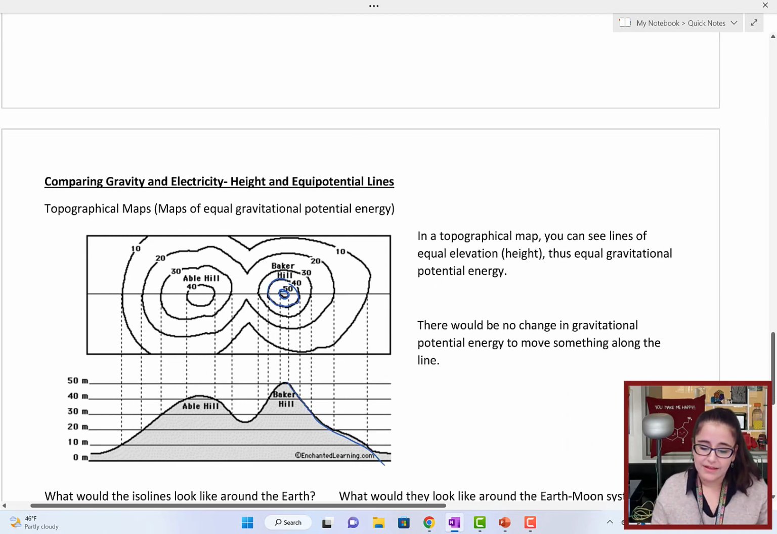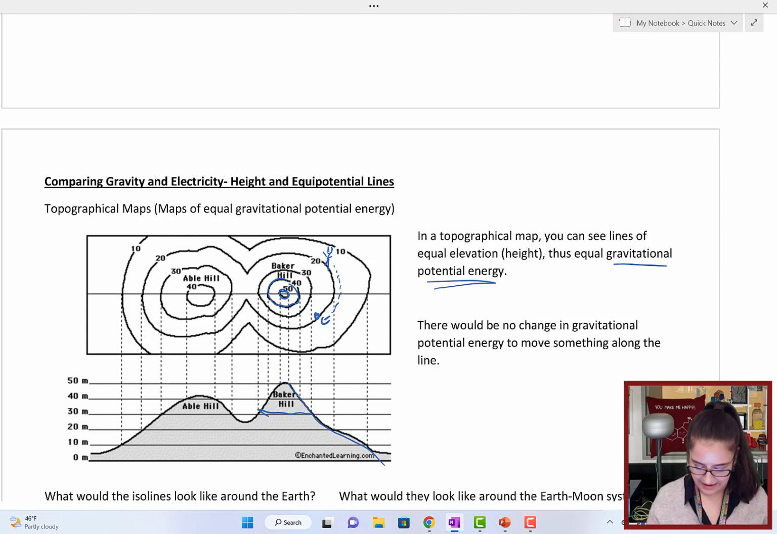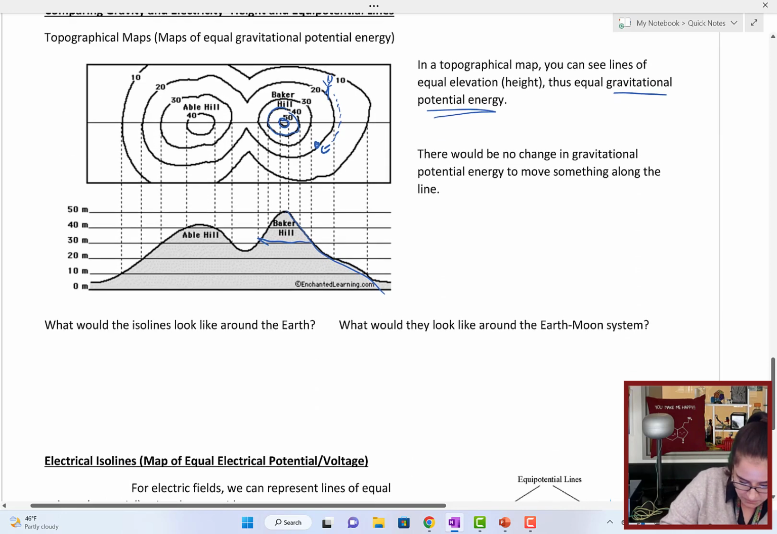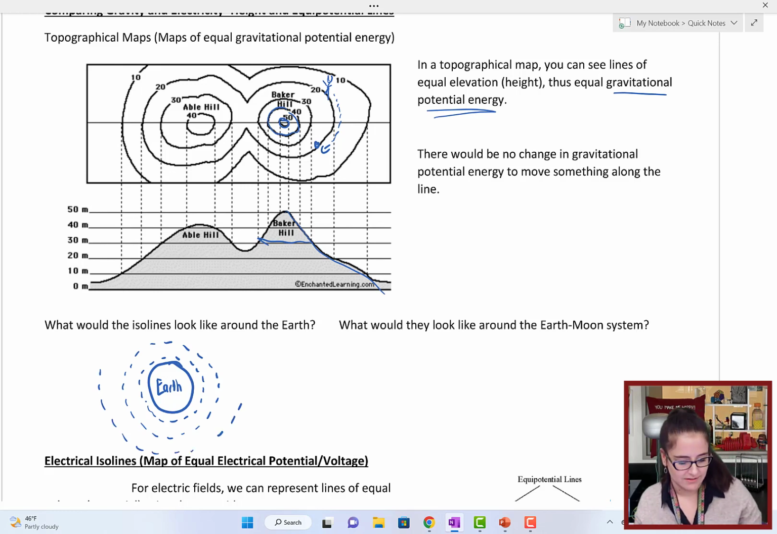Now, you can think of that equal height as equal gravitational potential energy, okay? So if I was walking along this 20-meter long path at that same height, there would be no change in my gravitational potential energy as I move along that line, okay? Now, if we were doing this for Earth, okay, its isolines, or lines of equal height, would just be the dotted lines around it, okay? Lines of equal height or distance away from the mass creating the field, okay?